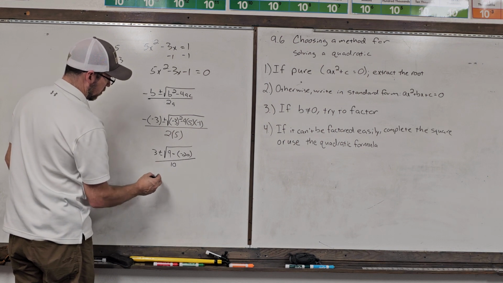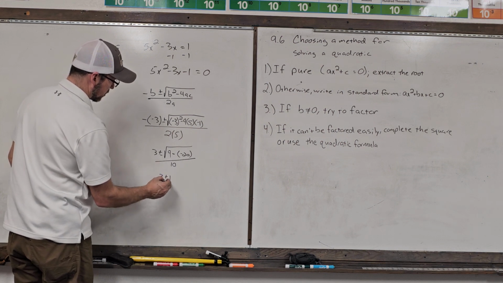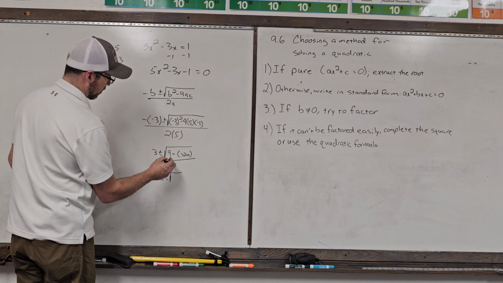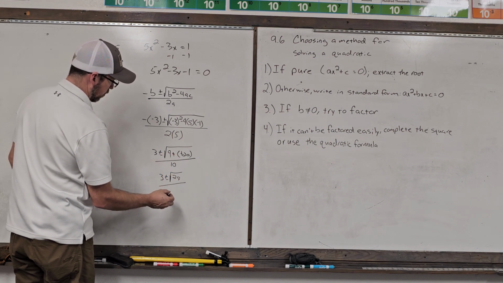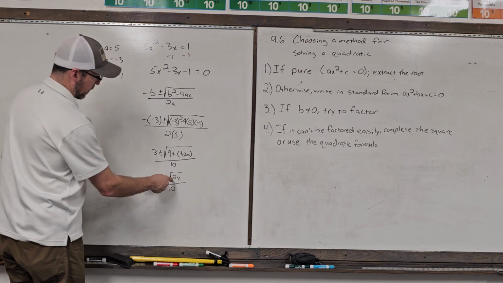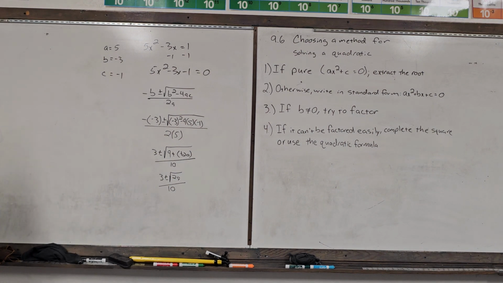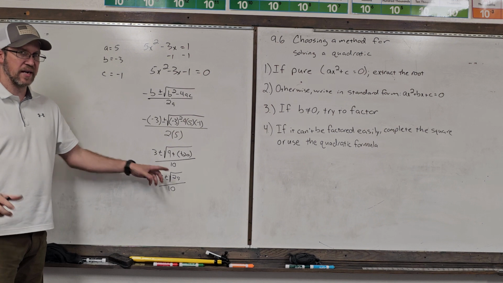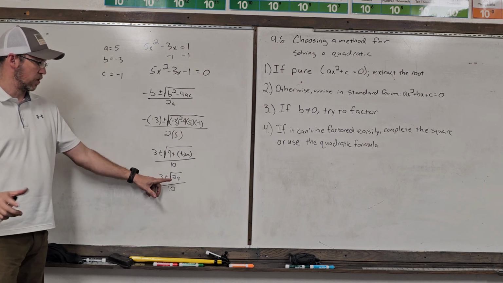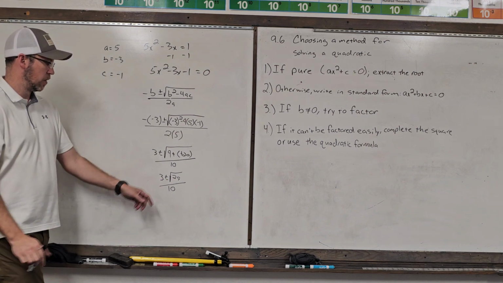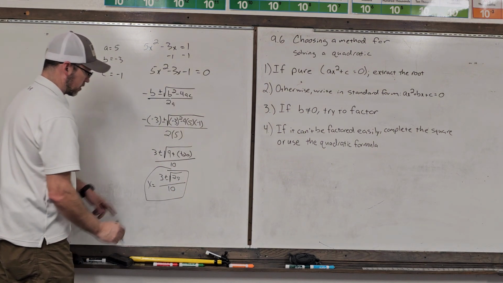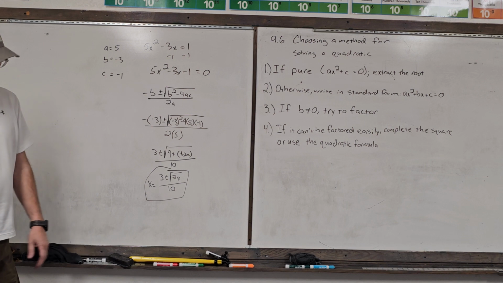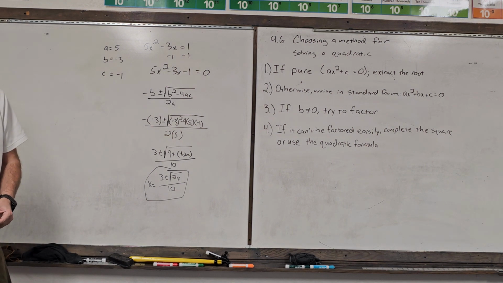over 10. 3 plus or minus the square root of 9 minus negative 20 is plus positive 20, 29 over 10. 29 is prime, so there's no way that I can split it up. There's no factors of 29 that are perfect squares. That's as far as I can go. So x equals 3 plus or minus the square root of 29 over 10. Perfectly acceptable answer.